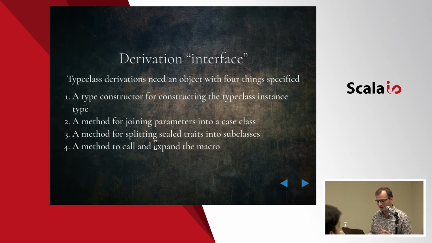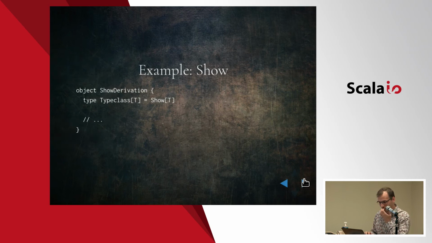And then there's one line of boilerplate, which is just a method to call the macro from within this object you define. So all of these go into one object. We're going to call that show derivation. You could actually put it on the companion object for show if you are both the author of the type class and the author of the derivation. No problem there, and you actually get the macro in implicit scope by default, just by virtue of that.